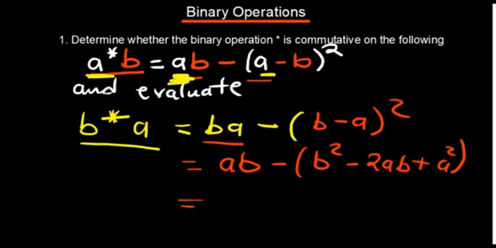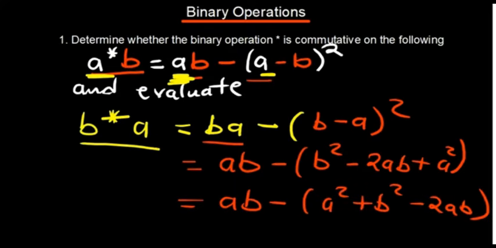You can write it again: AB minus, so I'll start with A, A squared plus B squared minus 2AB. So this is corresponding to B star A. How about if you try to expand our A star B? What is it going to give us?